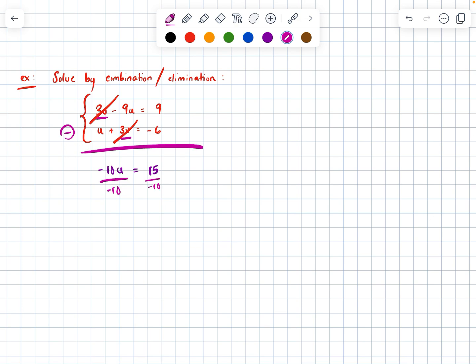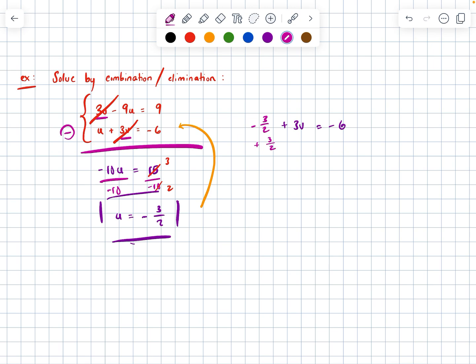All I've got to do to get u by itself is divide both sides by negative 10. So that means that u is going to be equal to 15 over negative 10. Both of these have a common factor of 5. If I cancel out that 5, that leaves me with negative 3 over 2. Knowing that u is equal to negative 3 over 2, I'm going to substitute back into one of my two equations. Let's choose the one on the bottom. Again, it does not matter. So u, which we know is negative 3 over 2, plus 3v is equal to negative 6.